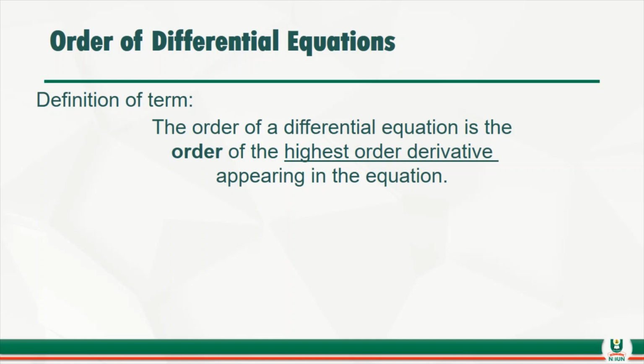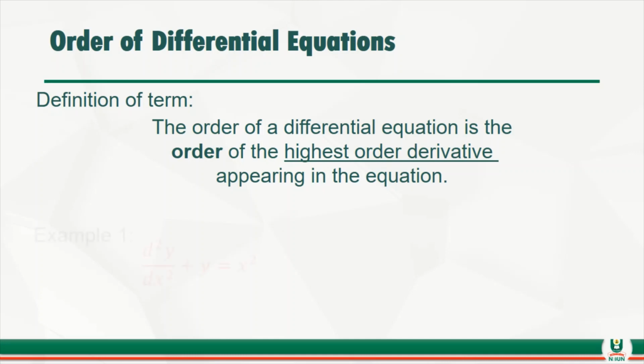The order of a differential equation is the order of the highest order derivative appearing in the differential equation. If you look at this, I underline highest order derivative. That is the key word there, because the first thing we need to do is look for the highest derivative in the differential equation. Then the number, the power of it, is what we refer to as the order.